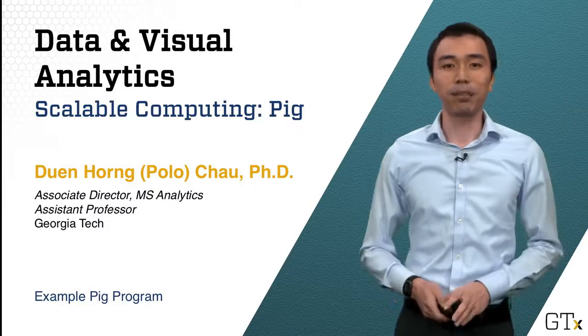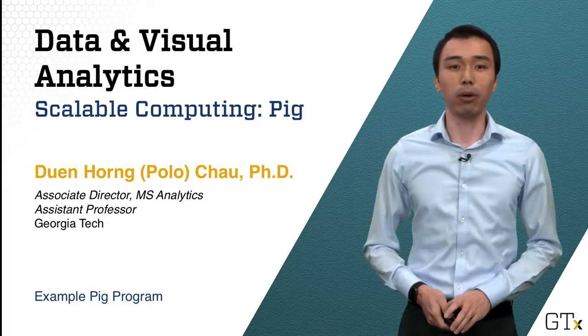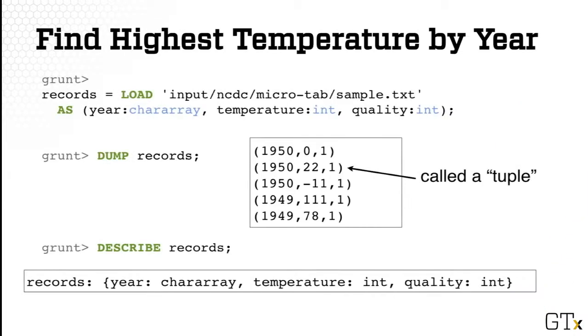Hi everyone, in this video we will look at a Pig example program. We will find the highest temperature by year using the Grunt interactive shell. In most Pig programs, you start by loading the data using the load command. You specify the data types at the same time.